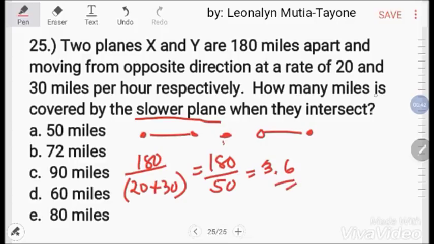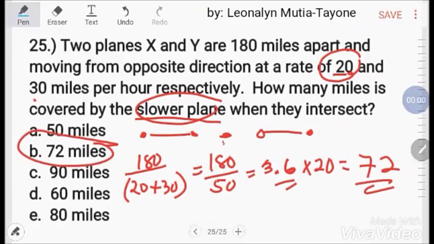Ang tanong is, how many miles is covered by the slower plane? Alin ba dito ang slower? Yung 20 miles per hour or 30 miles per hour? Ito ang slower kasi in 1 hour, naka 20 miles pa lang siya. Ito yung naka 30 miles. So, ito yung slower. So, ito yung i-multiply mo sa 3.6 hours. 3.6 times 20, the answer is 72 miles.